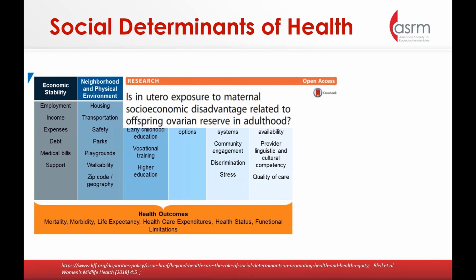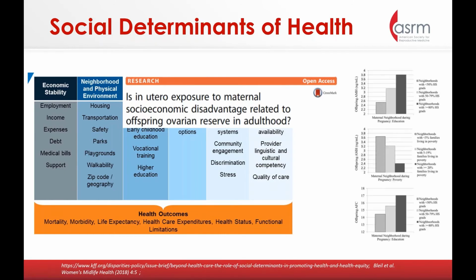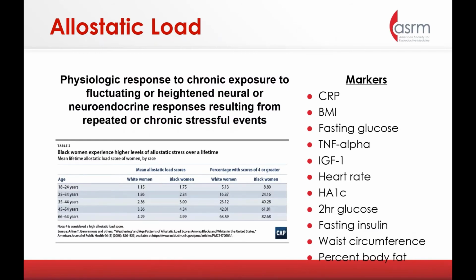Using covariate adjusted linear regression models, they found that greater maternal neighborhood education was associated with higher AMH and AFC, while higher maternal neighborhood poverty rates were associated with low AMH. Allostatic load, the endpoint, refers to the physiological response to chronic exposure to fluctuating or heightened neural or neuroendocrine responses resulting from repeated or chronic stressful events.